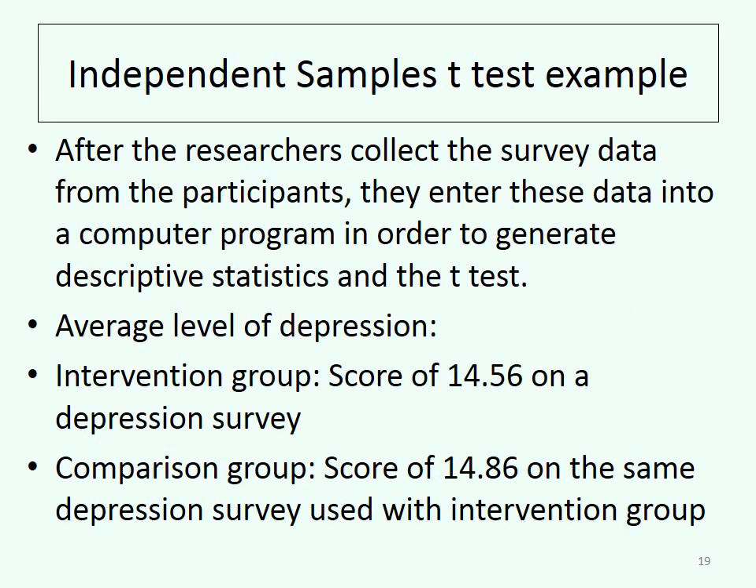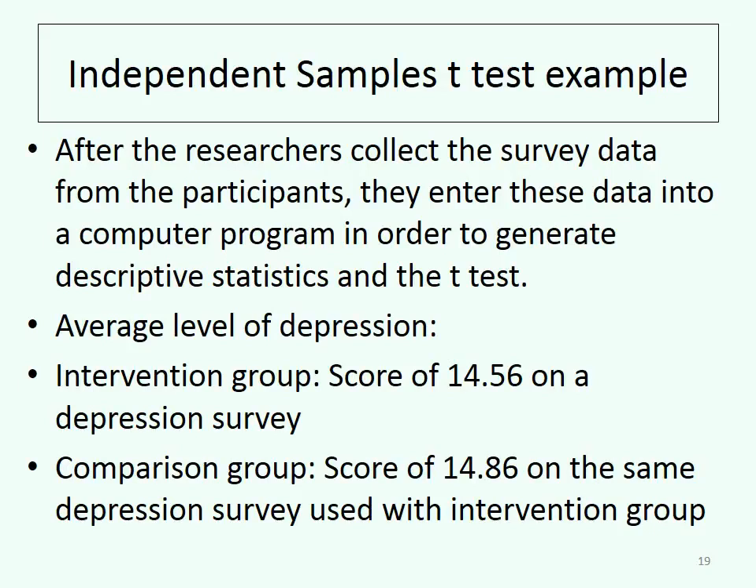After the researchers collect the survey data from the participants, they enter these data into a computer program in order to generate descriptive statistics and the t-test. When evaluating the results of an independent t-test, some of the key things to consider are: what are the mean values within each of the two groups? These are the descriptive statistics that give us information about how different or similar these values are.